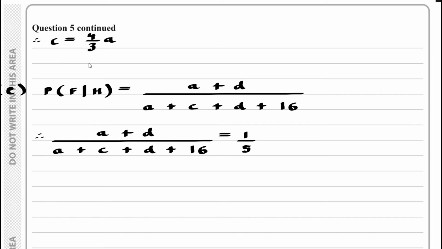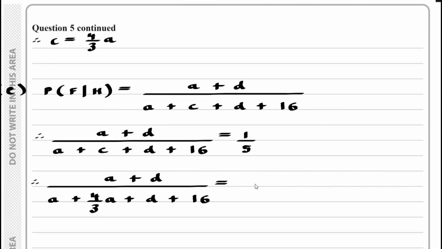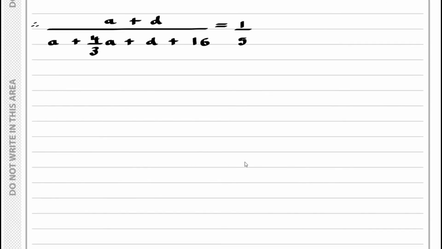But we know that C is equal to 4/3 A. So we have A plus D over A plus 4/3 A plus D plus 16 equals 1/5. And if we cross multiply, we have 5 lots of A plus D equals A plus 4/3 A plus D plus 16.